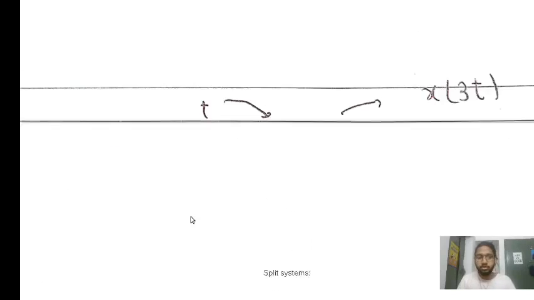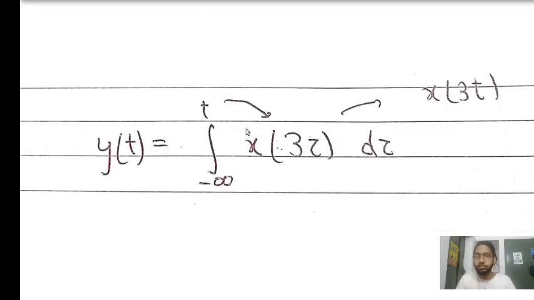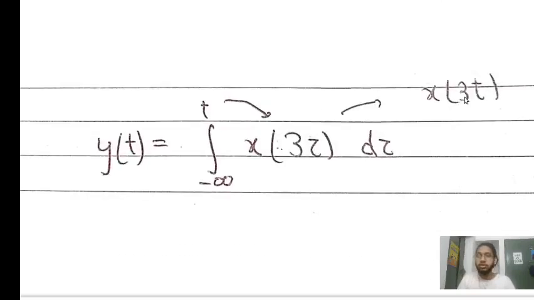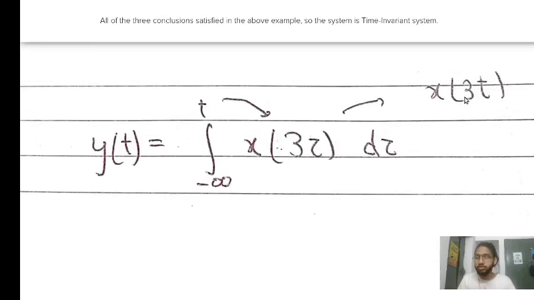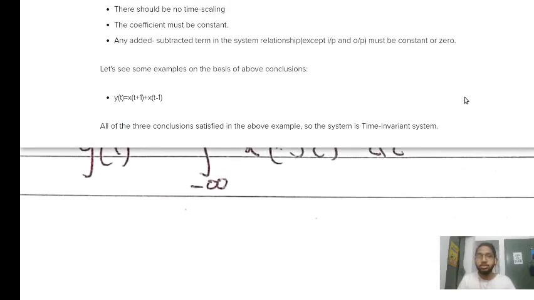So let's take the second example. It's based on the integral: y of t equals the integral from minus infinity to t of x of 3 tau d tau. As I have explained before, we can do this as x of 3t. Let's see if this satisfies all these 3 conditions or not. There is no time scaling? Oh, there is time scaling. So it is not a time invariant system. It is a time variant system.